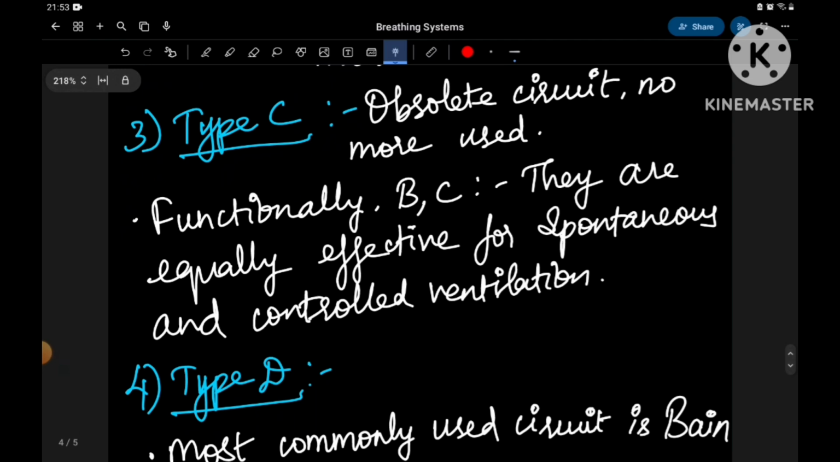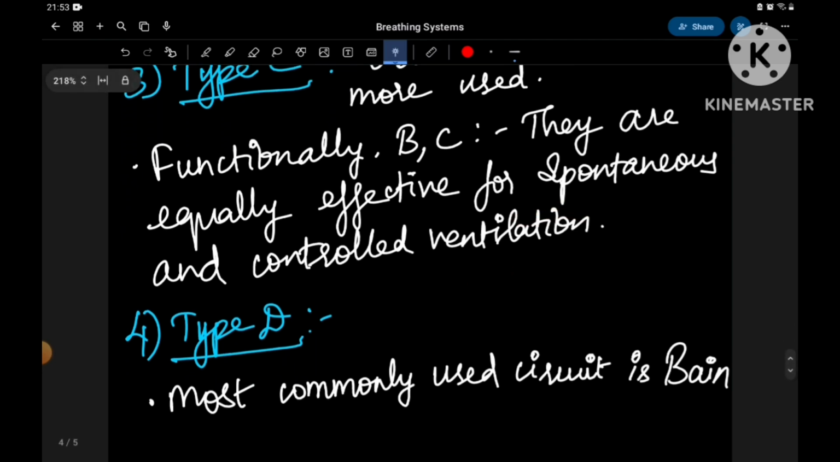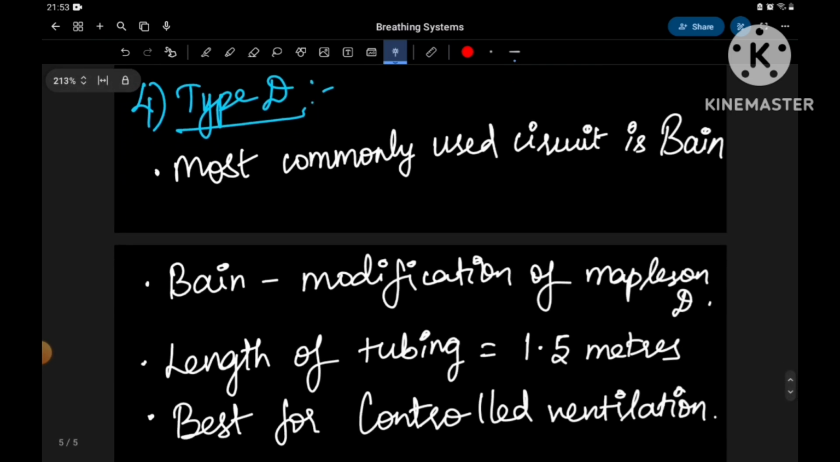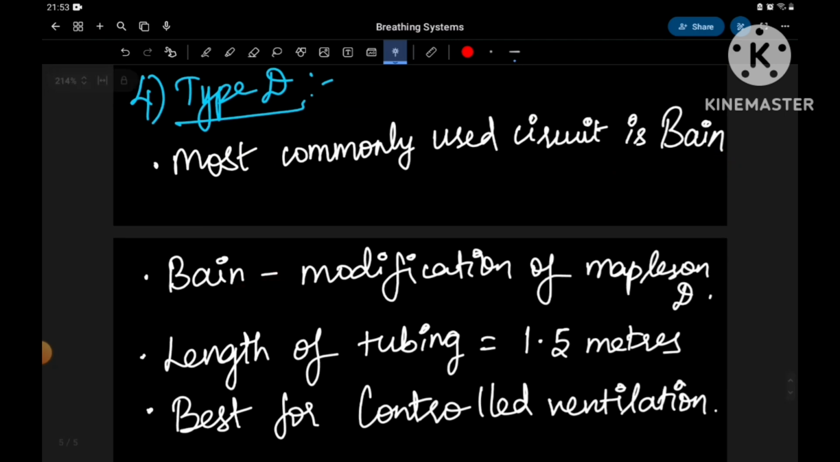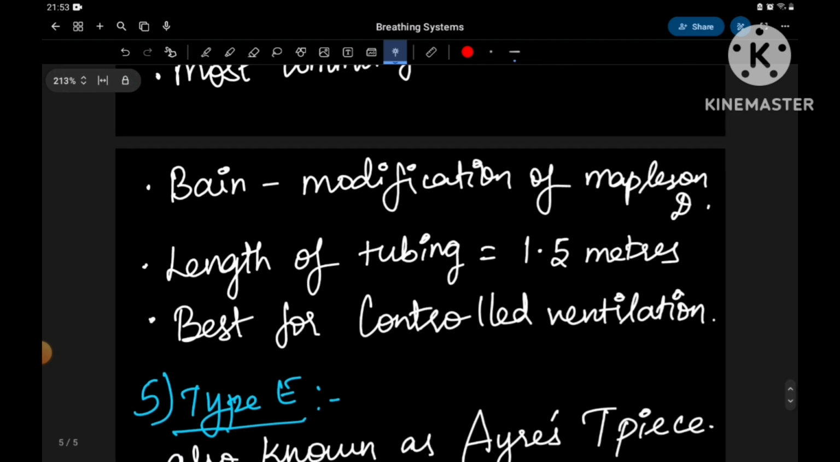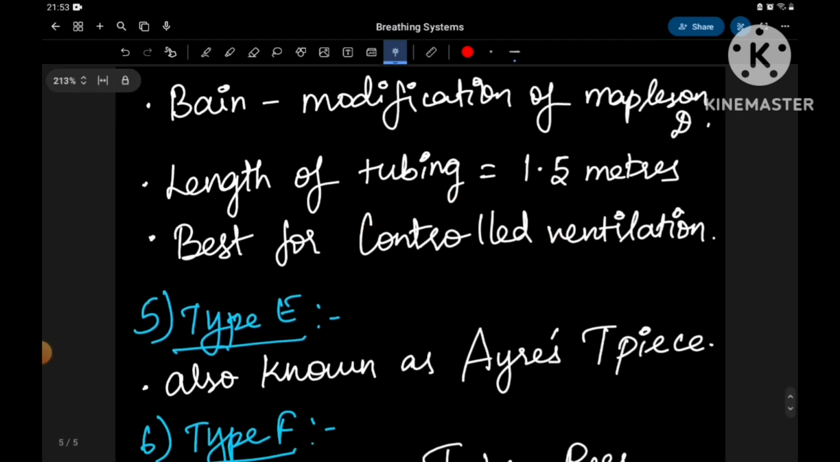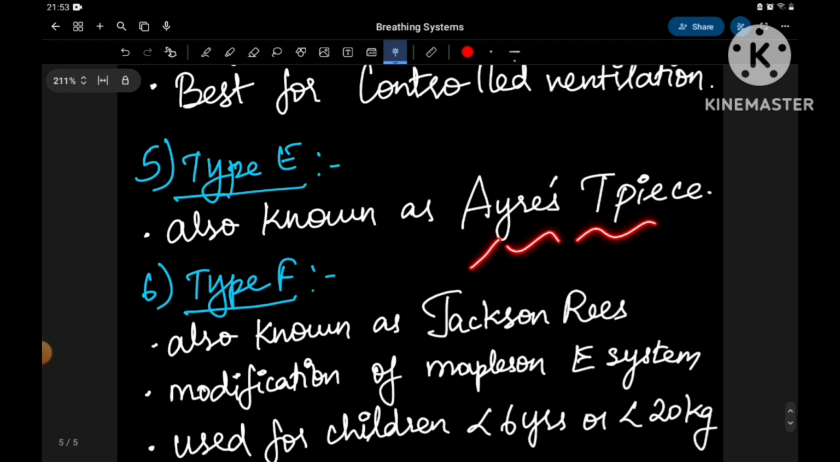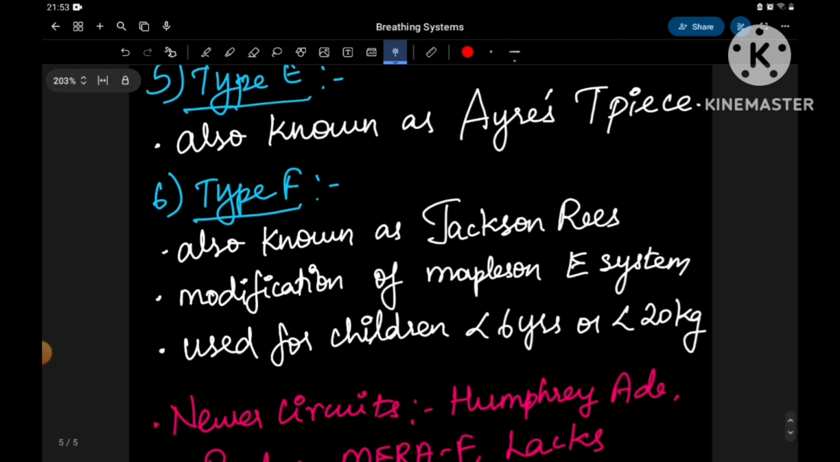Functionally, they are equally effective for both spontaneous and controlled ventilation. Next, type D. This is the most commonly used circuit. The most commonly used circuit is the Bain circuit. This Bain is a modification of Mapleson D. The length of the tubing is 1.5 meters and it is best for controlled ventilation. Type E, also known as Ayre's T-piece, is a very important question. When you add a reservoir bag, it becomes Jackson-Rees. And this Jackson-Rees circuit is used for children.